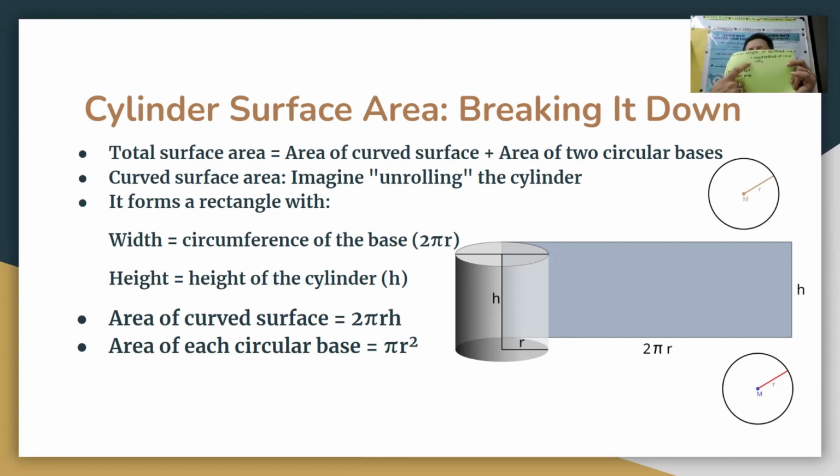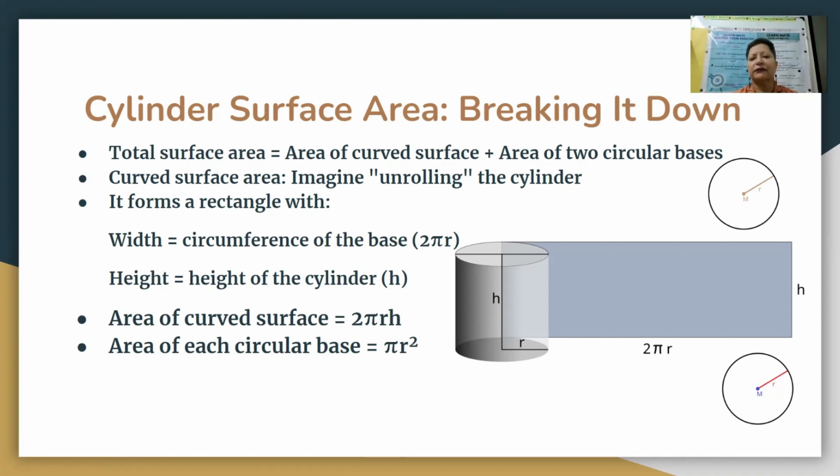In this case, the length is 2 pi r and the breadth is h. So the lateral surface area, or that is the surface area along the sides, is nothing but 2 pi r h. So this is what has been derived. The area of the curved surface is 2 pi r h, and each of the circles, you're very well aware, what is the area of this circle? It is pi r square. So you have a pi r square on the top, you have a pi r square below.